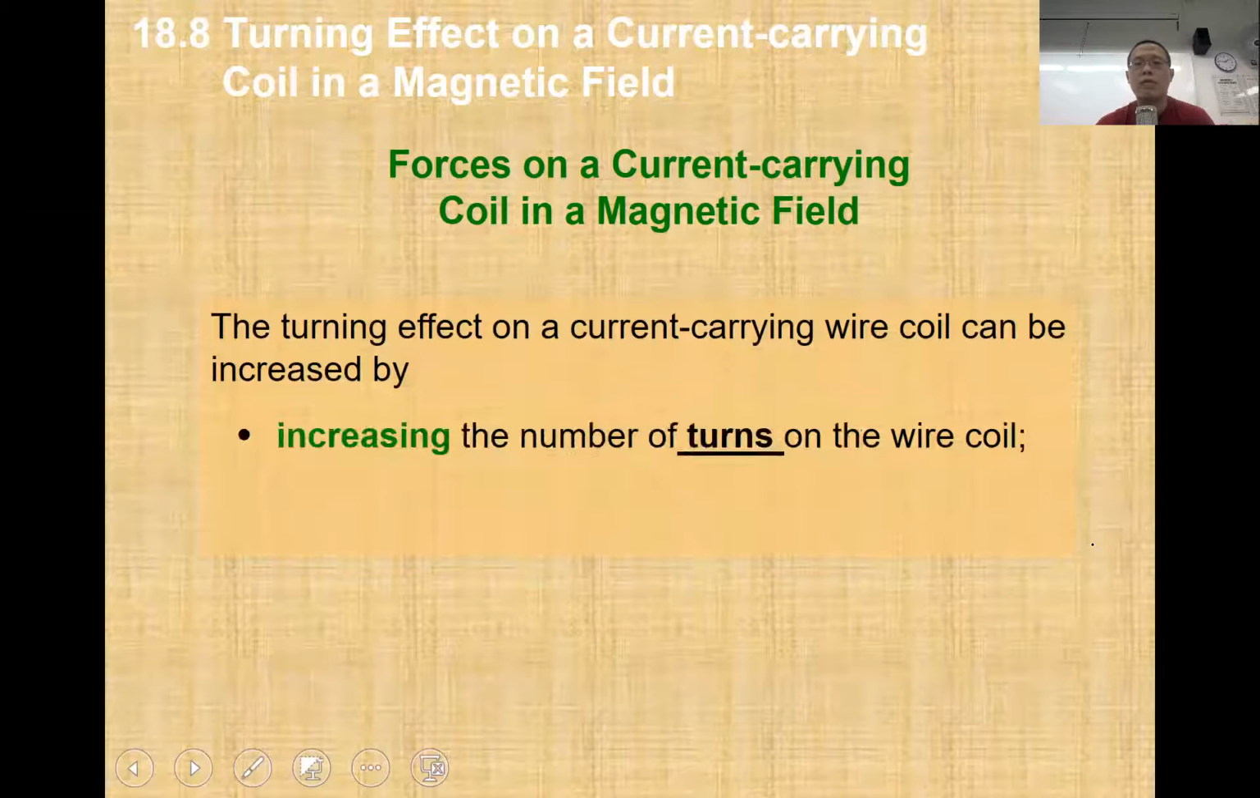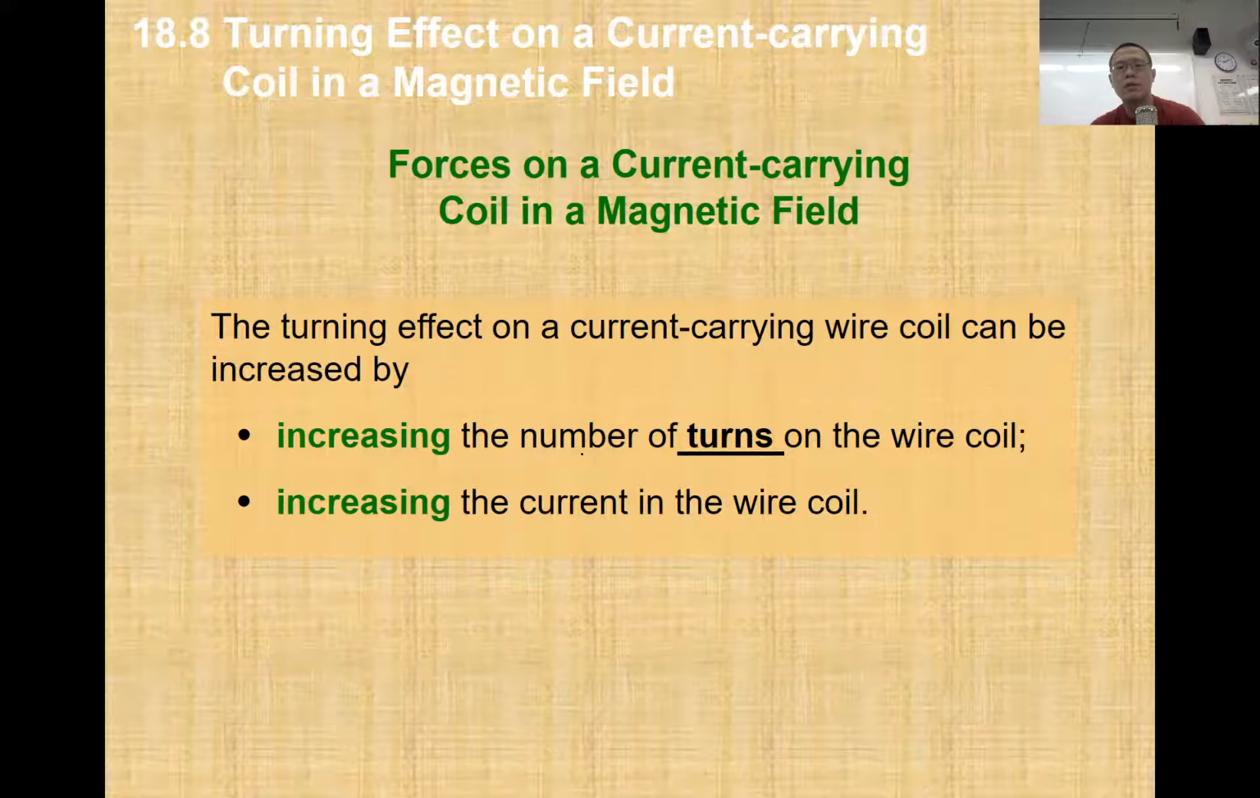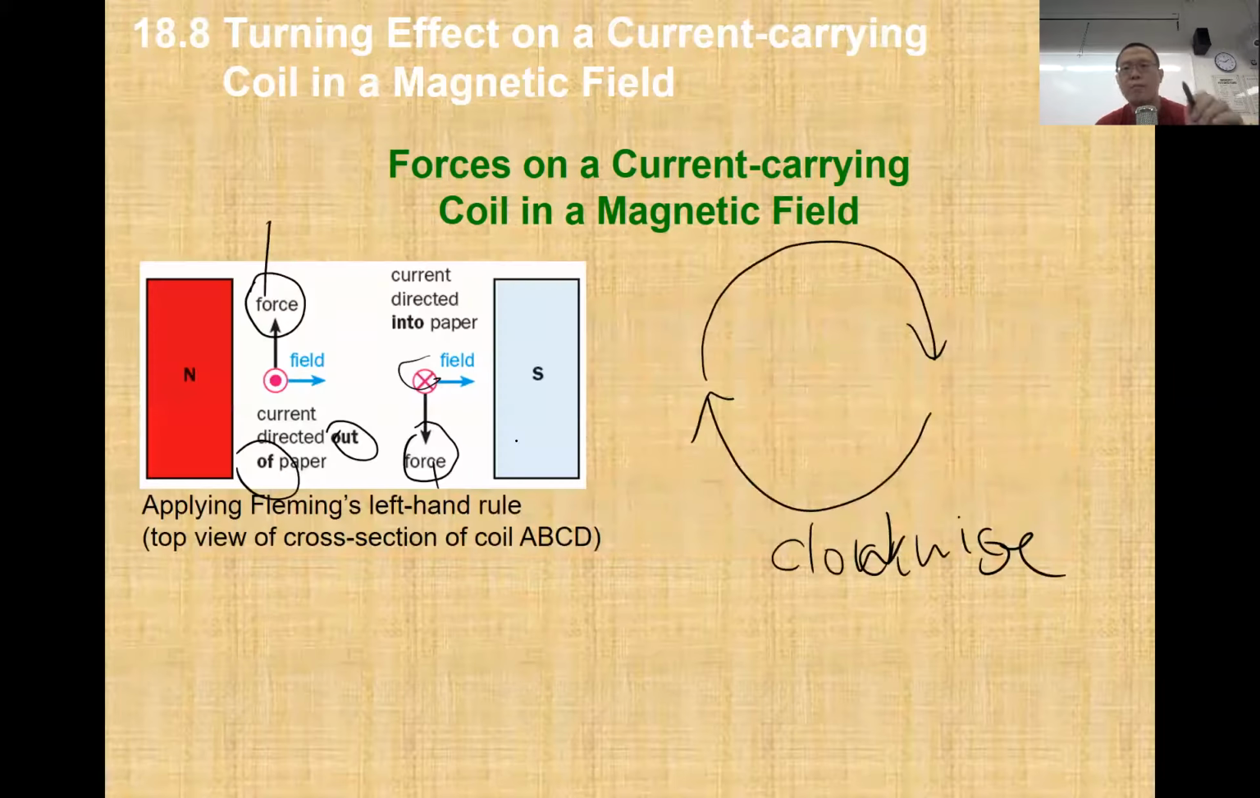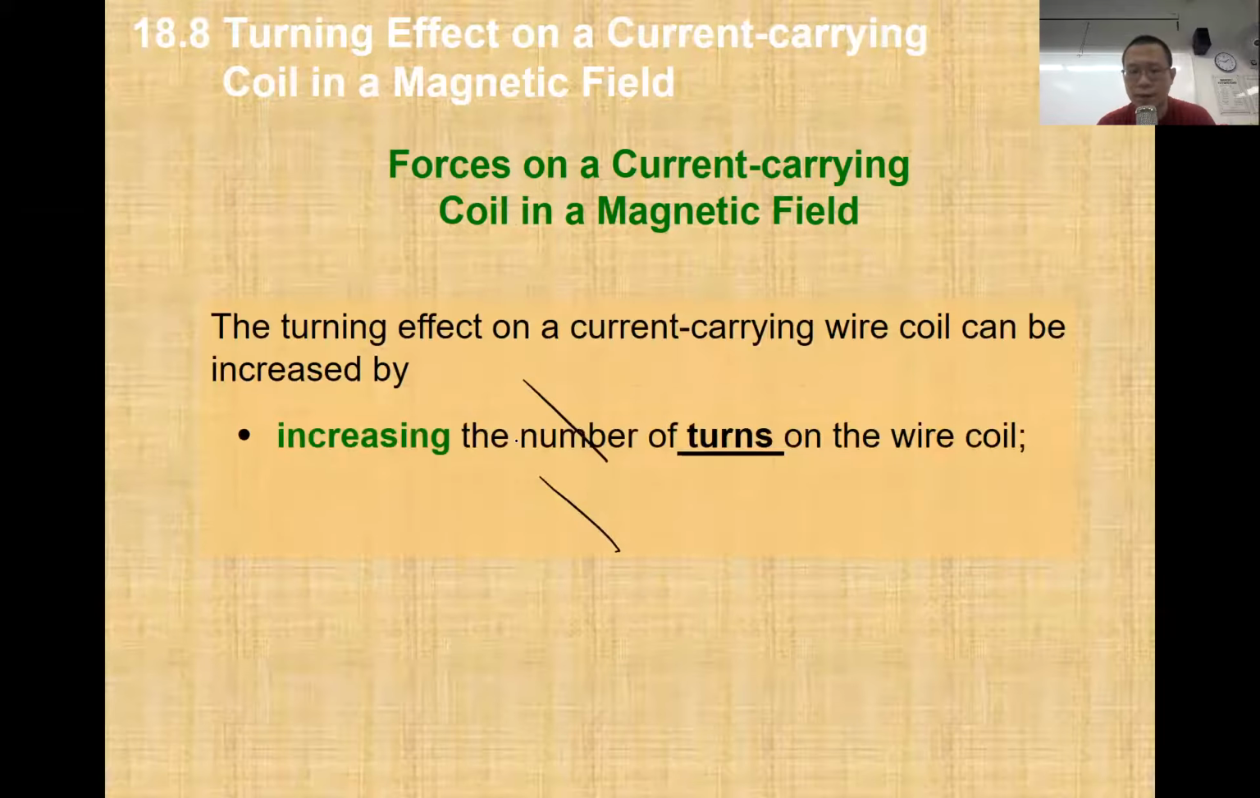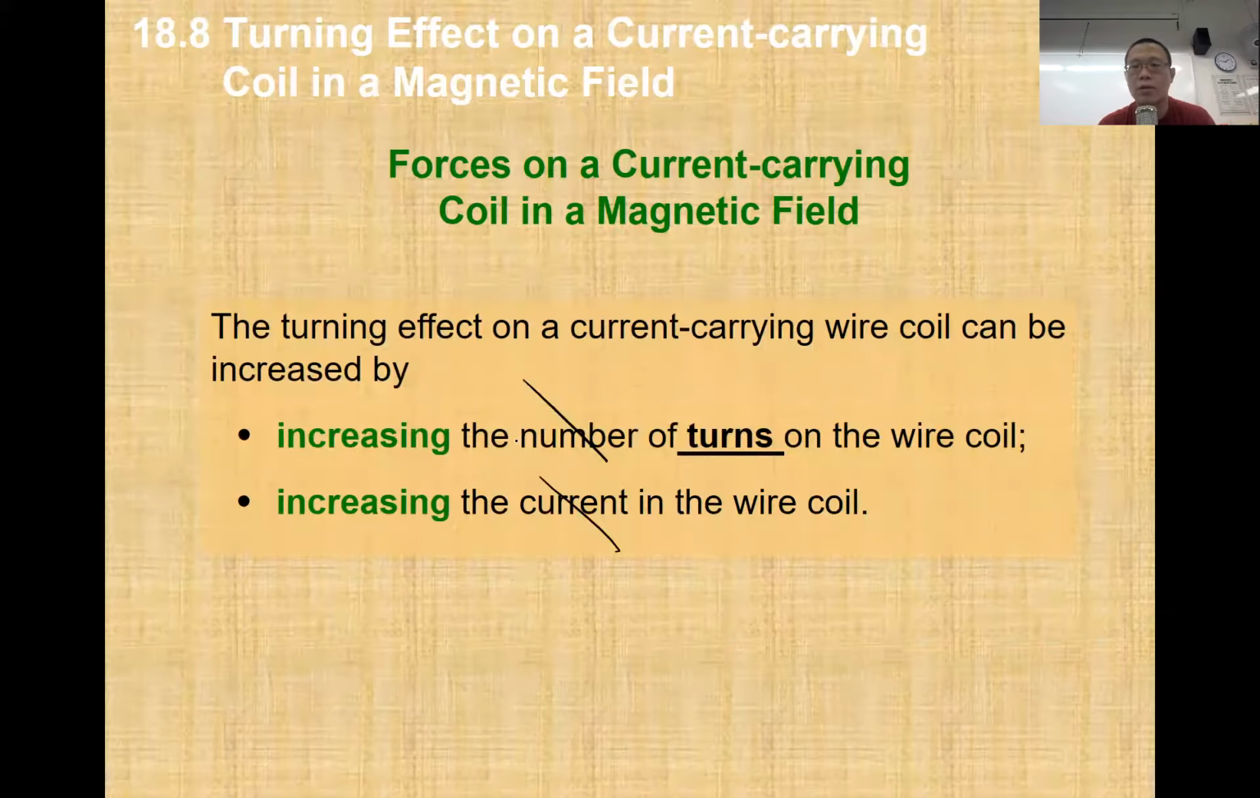Now, if you look at the effects, the turning effect is the same as what we mentioned in your Maxwell rule. I can increase the magnetic effect, I can increase the turning effect. They all usually have the same particular factors. I can increase the number of turns of the coil. I can increase the wire coil. Sometimes I might even put an iron core inside.